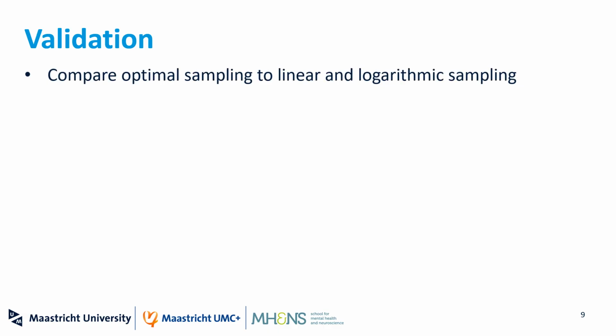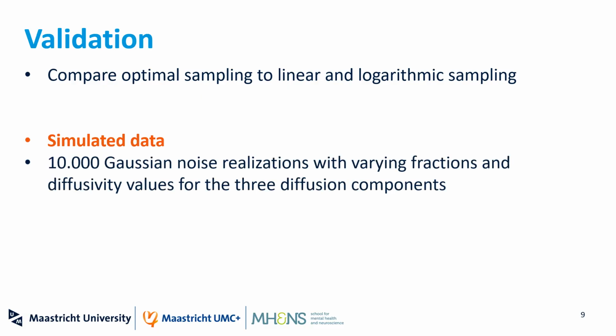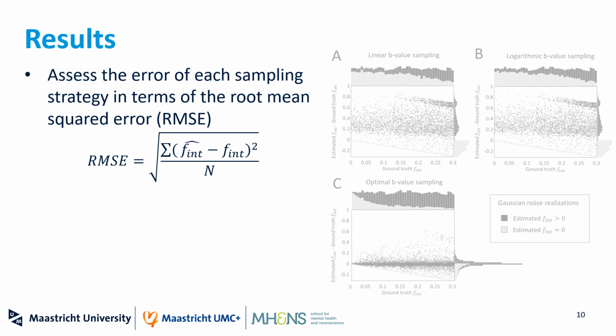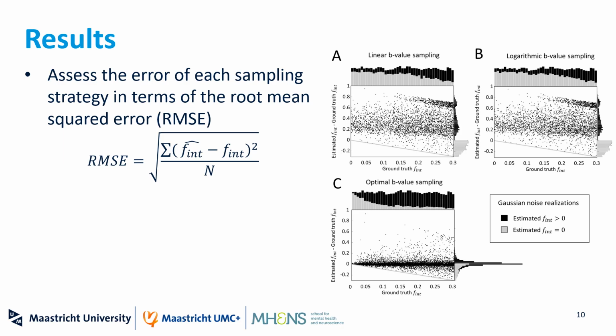The performance of the optimal B-value sampling is assessed with respect to a linear and logarithmic sampling, using simulated data. For these simulations, a high SNR case was considered, mimicking region-wise fitting. The performance of each sampling strategy was assessed in terms of the root mean squared error. The figure on the right shows the error plots with respect to the ground truth: A for the linear, B for the logarithmic, and C for the optimal sampling. And it can be clearly seen that the optimal sampling best approaches the ground truth.